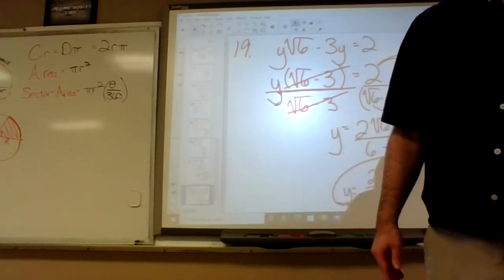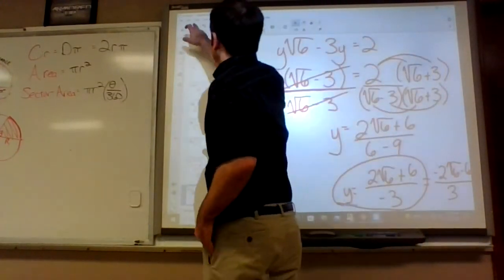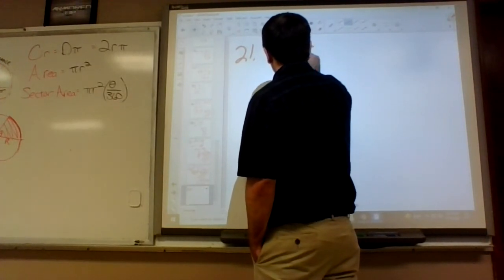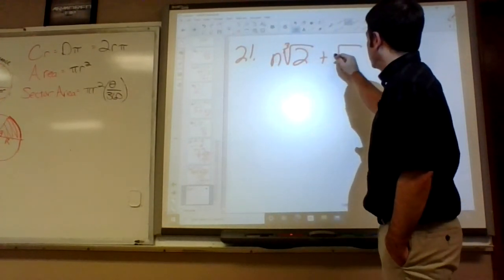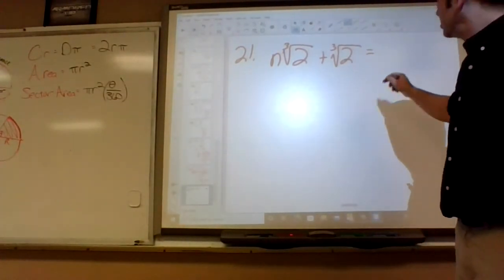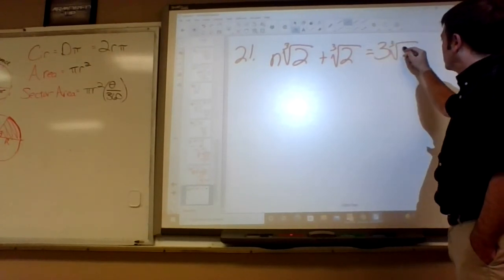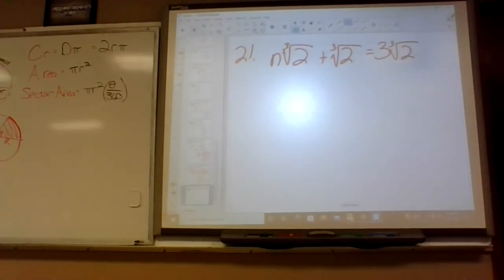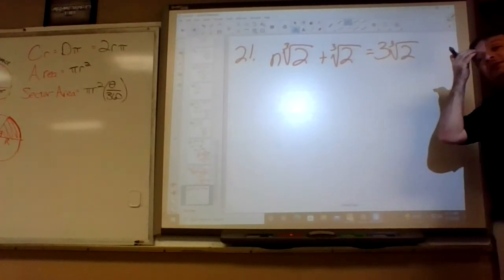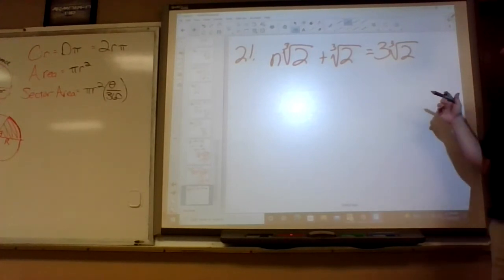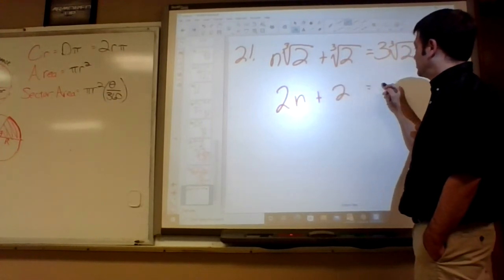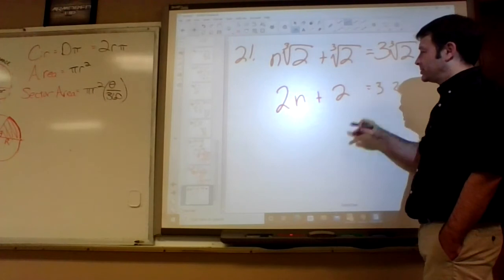Uno más. n cubed root of 2 plus cubed root of 2 equals 3 cubed root of 2. This one's actually easier than the last one. The last one was kind of a new trick for us. n stands for how many cubed root of 2? 3. I know this looks weird, but it's kind of like 2n plus 2 equals 3 times 2.